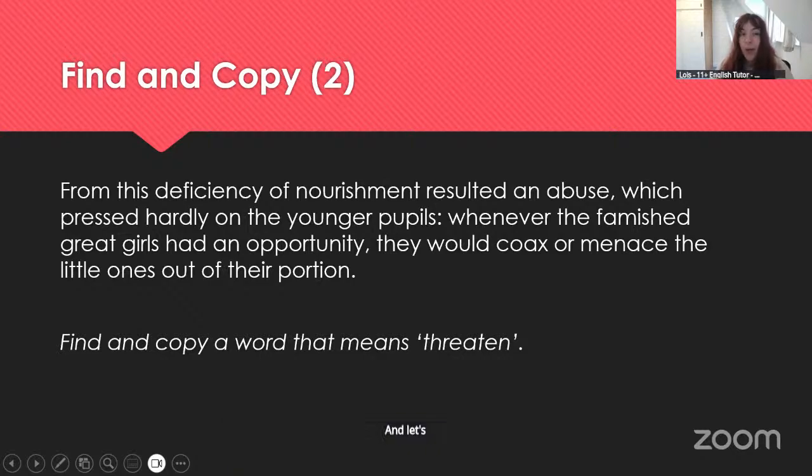And let's do a final one to finish off for today. Find and copy a word that means threaten. Now, of course, threaten, as you can probably tell, is a verb. So you're looking for another verb in the text.